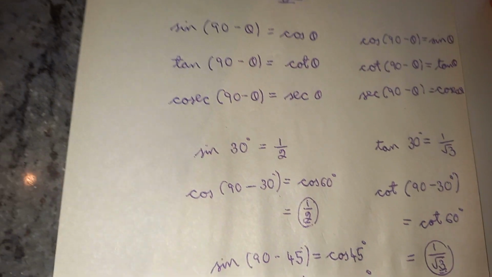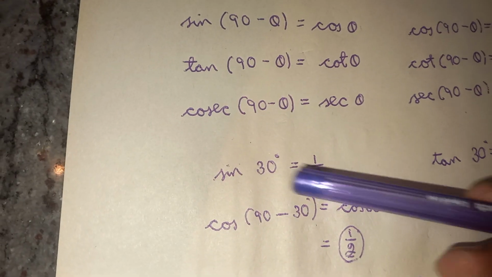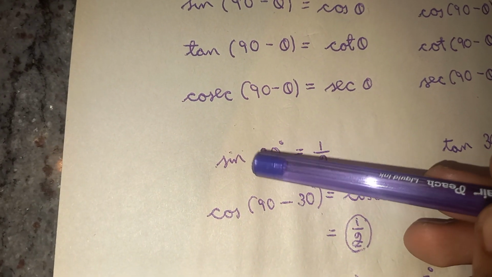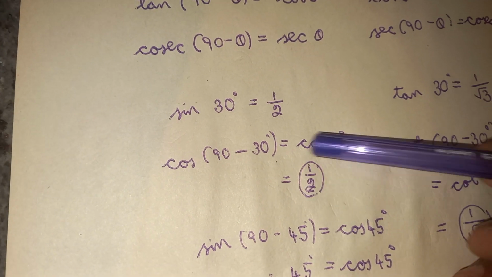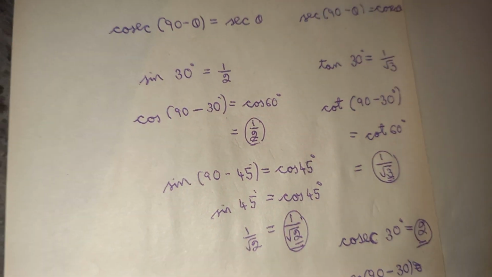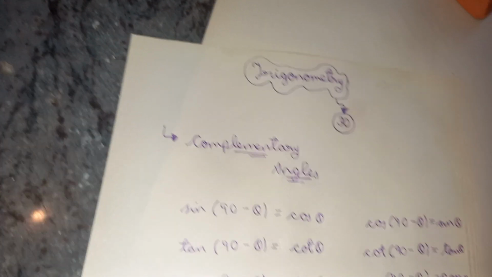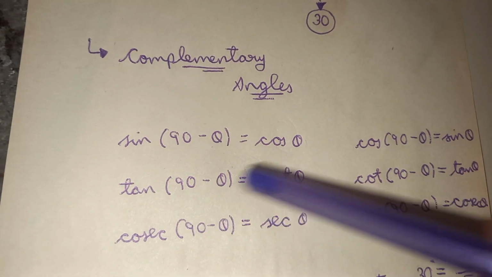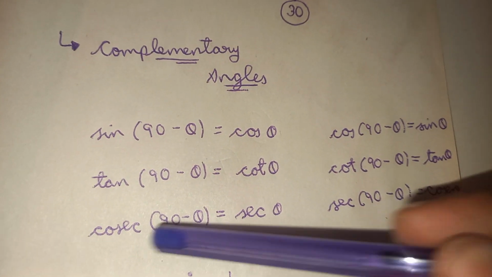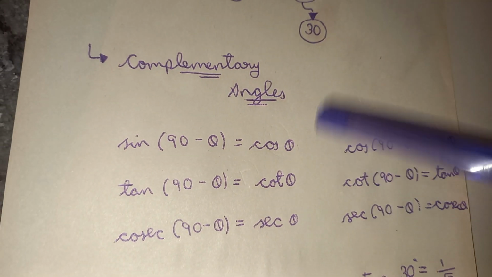Here you can take in the same way sine 30 degrees is half, and write it as cos of 90 minus 30 degrees, that is cos 60 degrees, which is also equal to half. In the same way you can find the complementary of anything. That means sine and cos are complementary, tan and cot are complementary, and cosecant and secant are complementary angles.